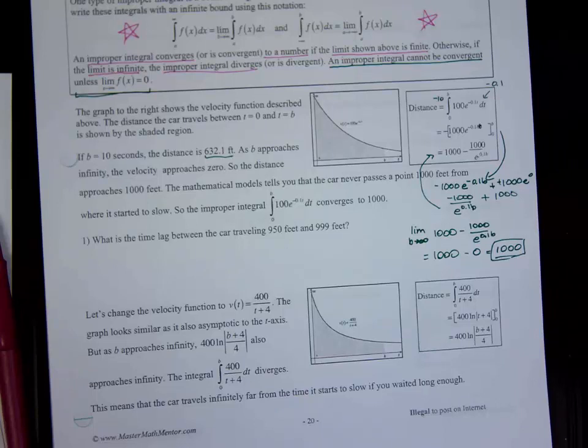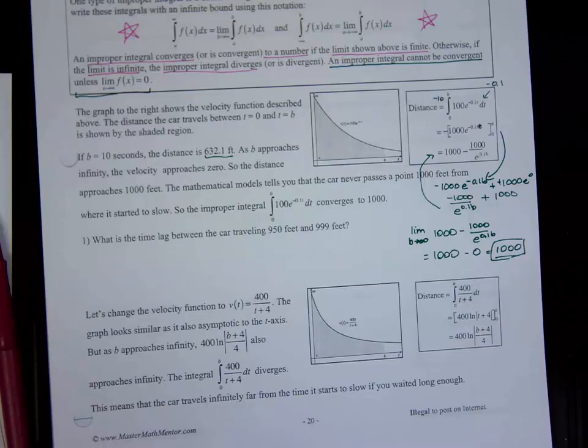So if I could calculate the area from 0 forever under that graph up there, the area would never surpass 1,000. Its limit is 1,000. Which means your car would never go more than 1,000 feet down the road. That's what it's saying.